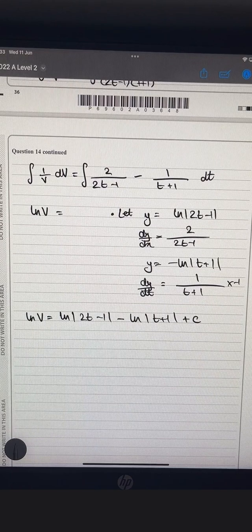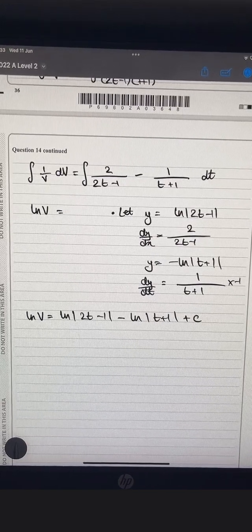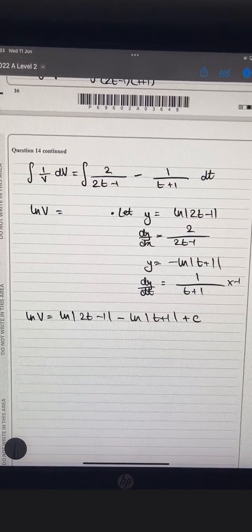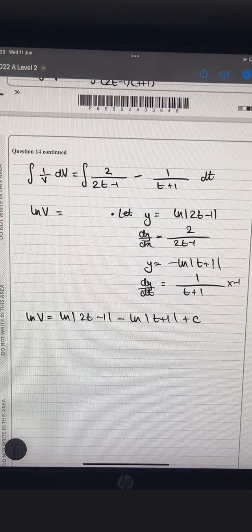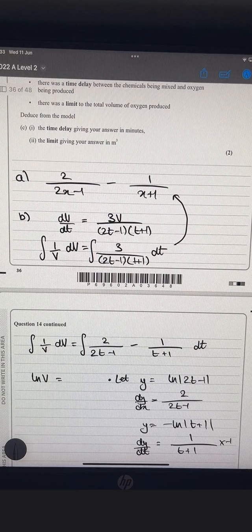Let me just check any questions. Wait, I don't get the 1 over v dv part. All right, so the 1 over v dv part is from here. I've divided both sides through by v. So that v goes down there, like it's 1 over v dv, right? And I've multiplied both sides by dt. That's the separating the variables method.